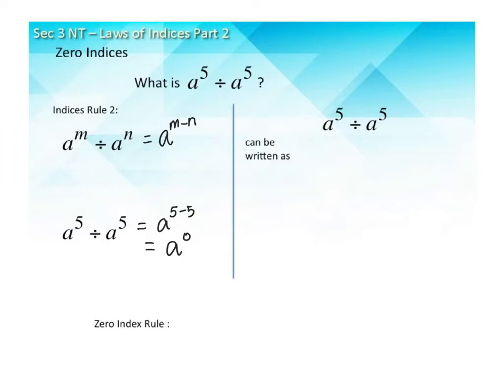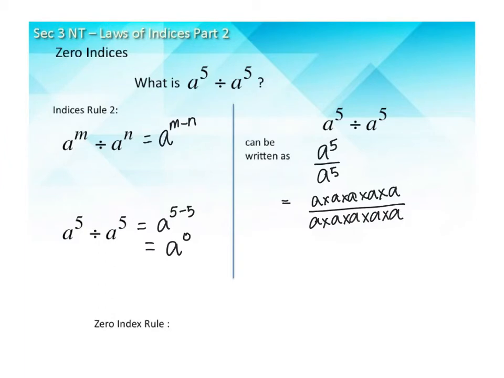Now let's take a look at a to the power of 5 divided by a to the power of 5. It can be written as a fraction, a to the power of 5 over a to the power of 5, which means we will have a times a times a, how many times? 5 times in the numerator, and a times a 5 times in the denominator.